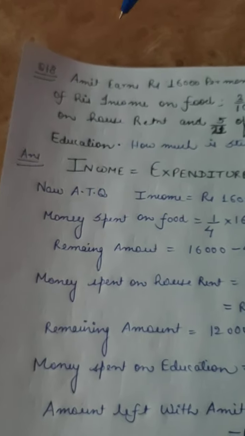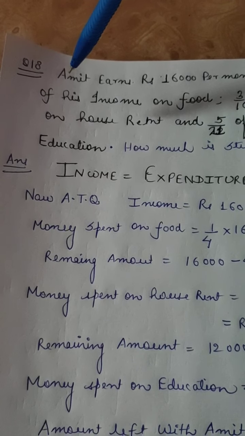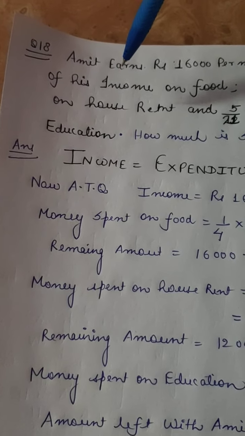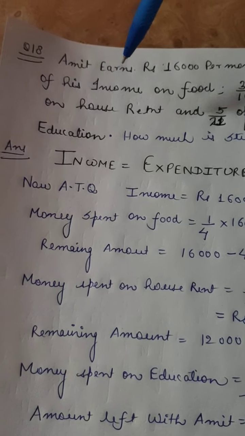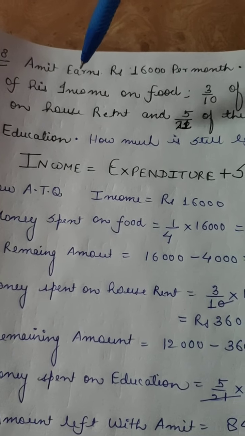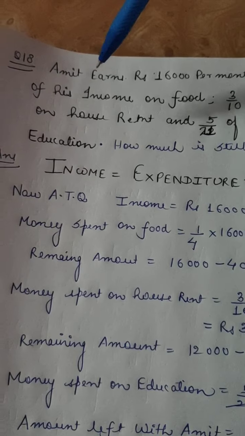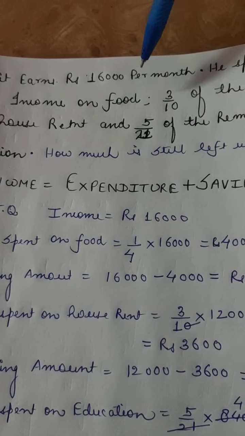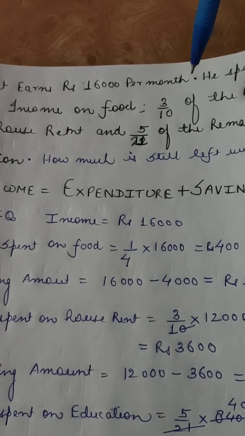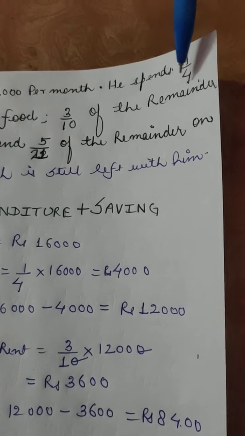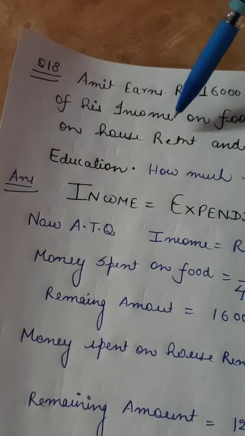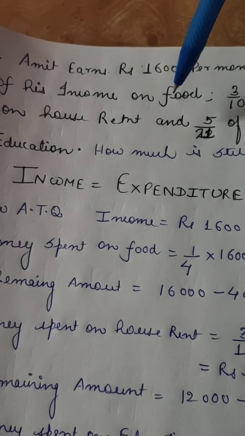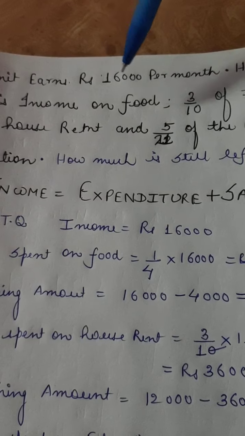Now comes the last question, question number 18. First study the question. It is a little bit difficult, but you will get to know once you understand. First, go through the question. Amit earns rupees 16,000 per month. He spent 1 by 4th of his income on food. So he spent 1 by 4th of 16,000 on food.